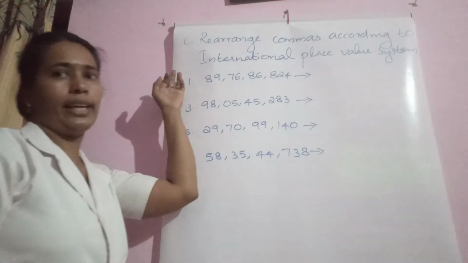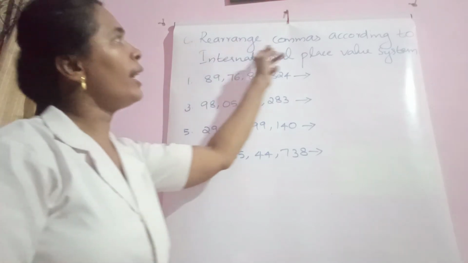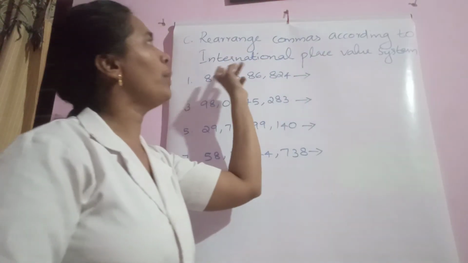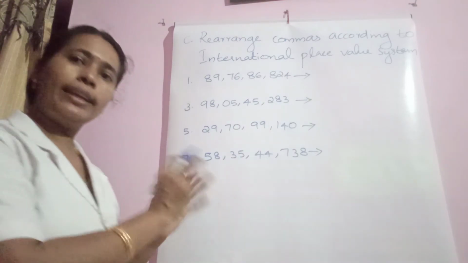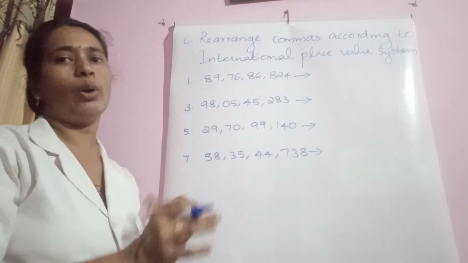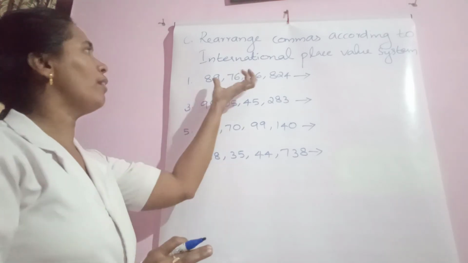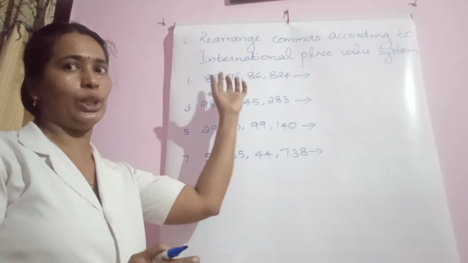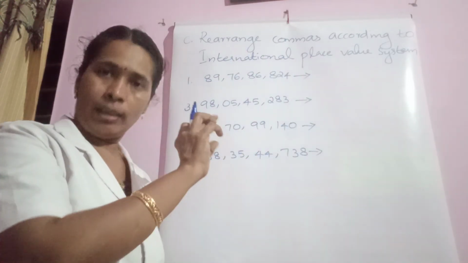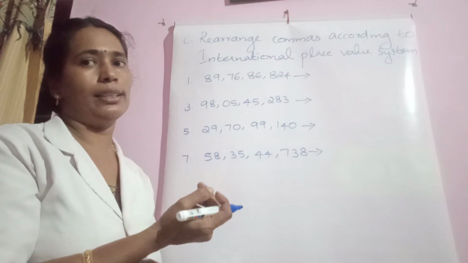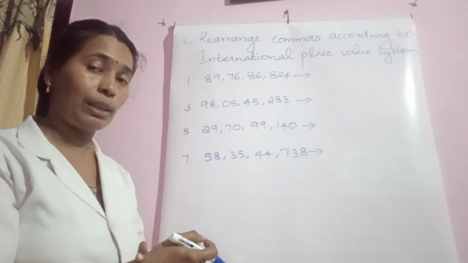Section C. Next we are moving to section C. In section C, rearrange commas according to the international place value system. We just need to interchange which one? These commas only we need to arrange. The remaining things we don't need to change. We have to convert these numerals into the international system of numerals by keeping commas correctly. So how to place commas in the international system of numeration?